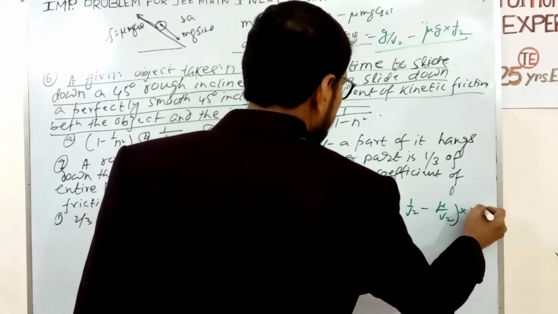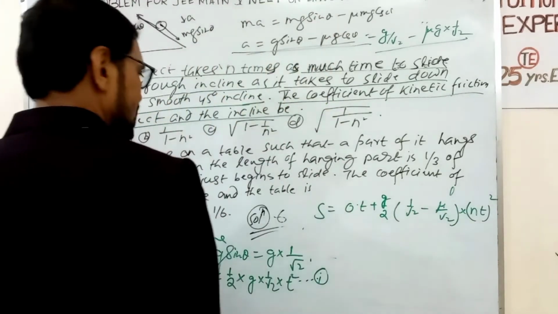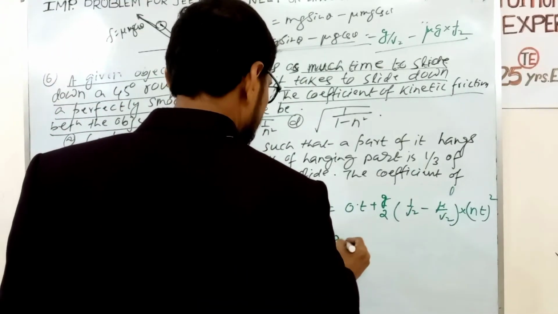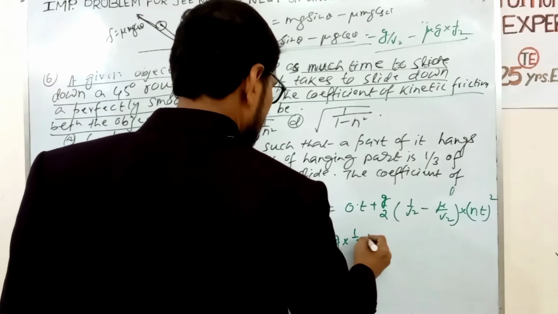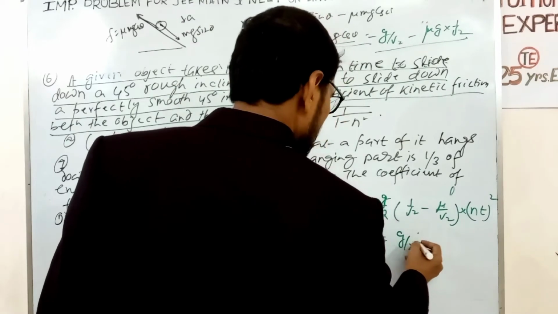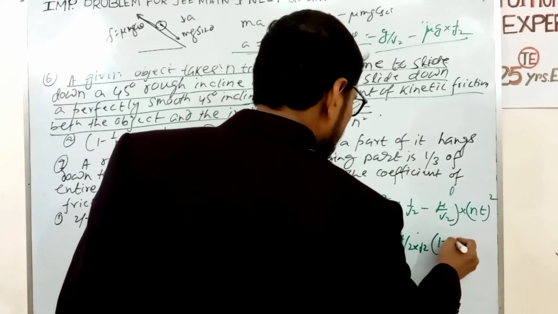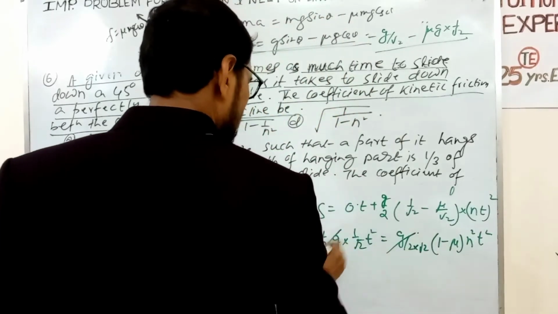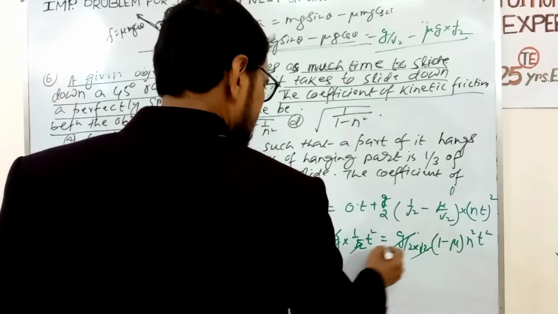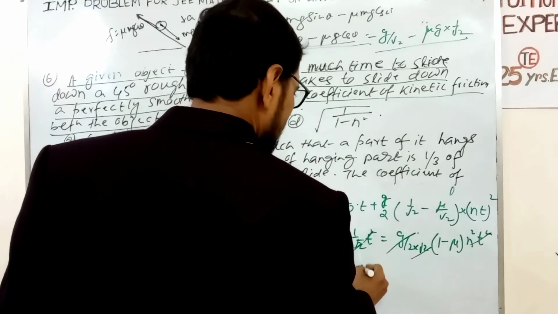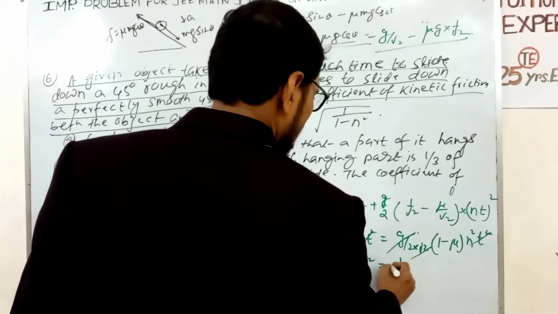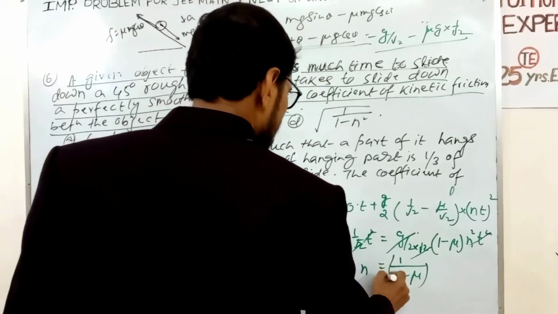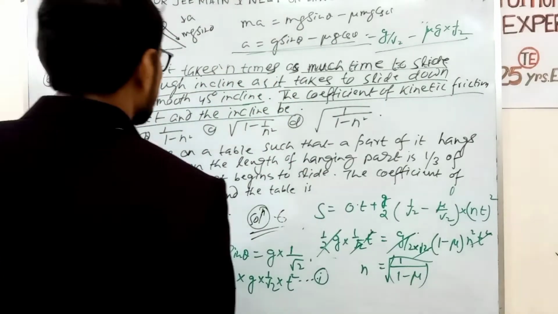Here the time taken is nt this. Now this and this are equal, so half g into 1 by root 2 t square equals g by 2 root 2 common, 1 minus mu n square t square. If we cancel g by 2, root 2, and t square, then n square equals 1 by 1 minus mu, so n equals root over this. So this is the answer, n square.